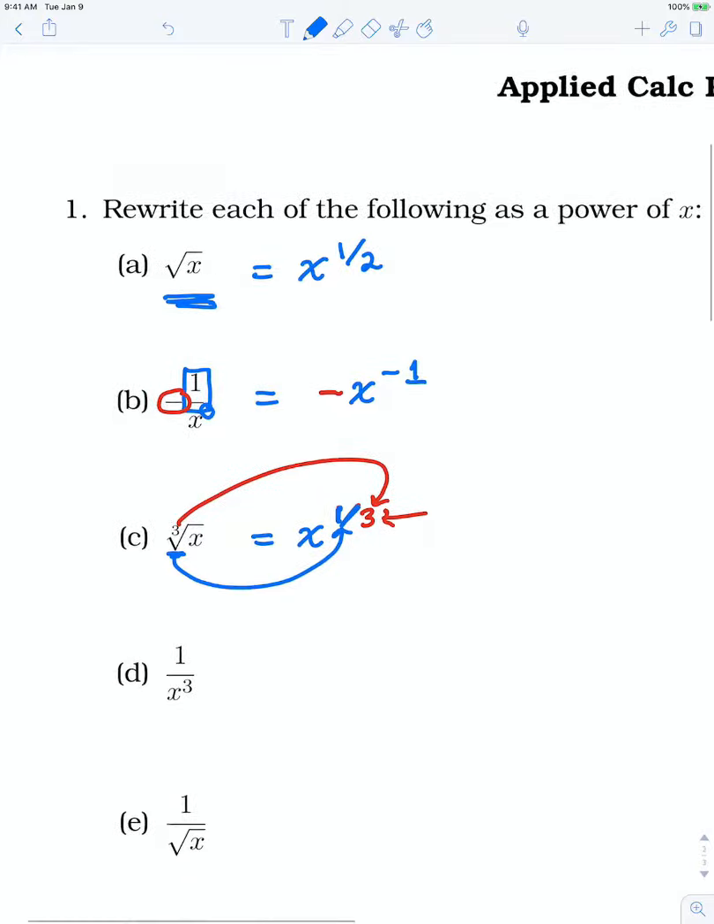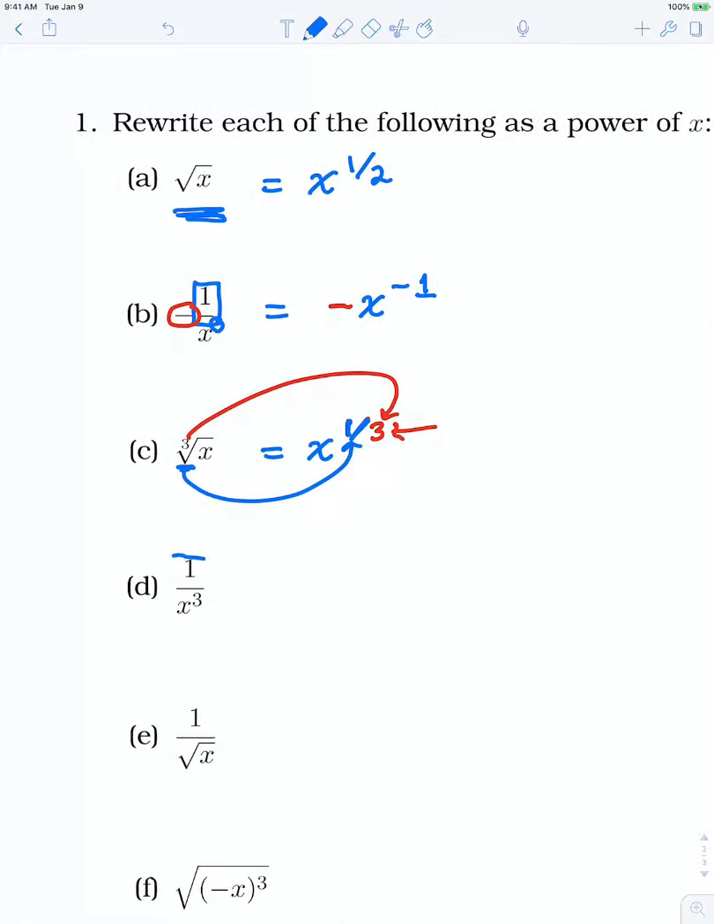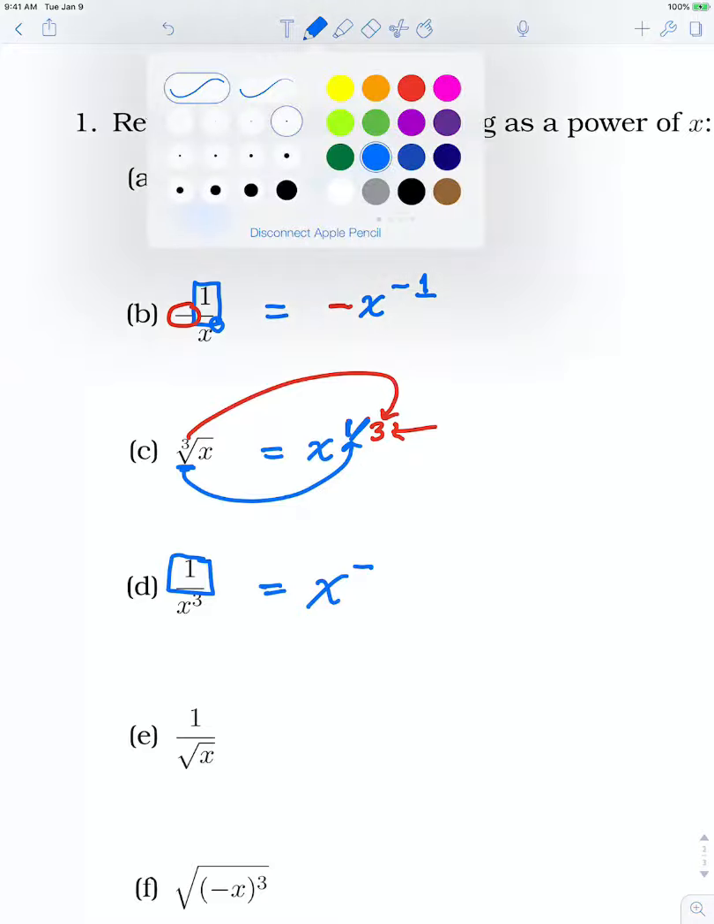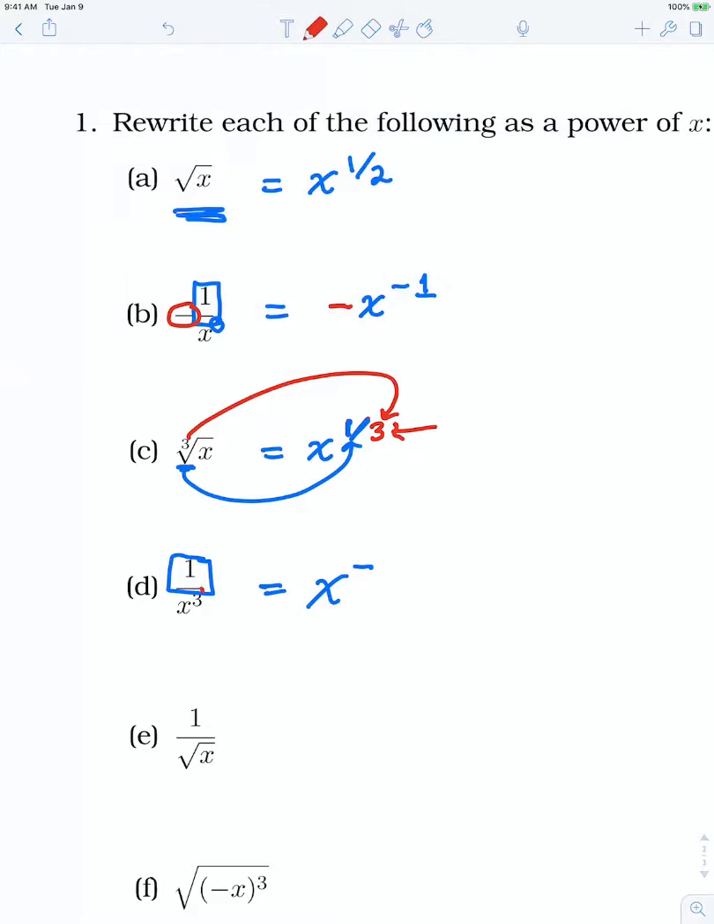Okay, next up we have 1 over x cubed. Again, the first thing I notice is the 1 over part, so this is going to be x to the negative something. And then you say what is the something? It's the 3 on the bottom, which gives us negative 3 power.